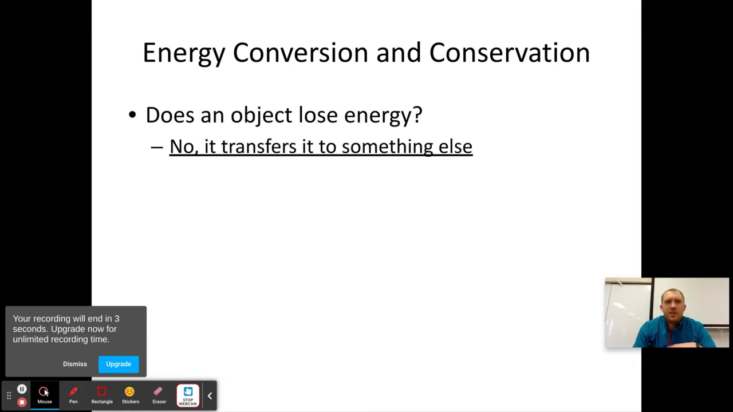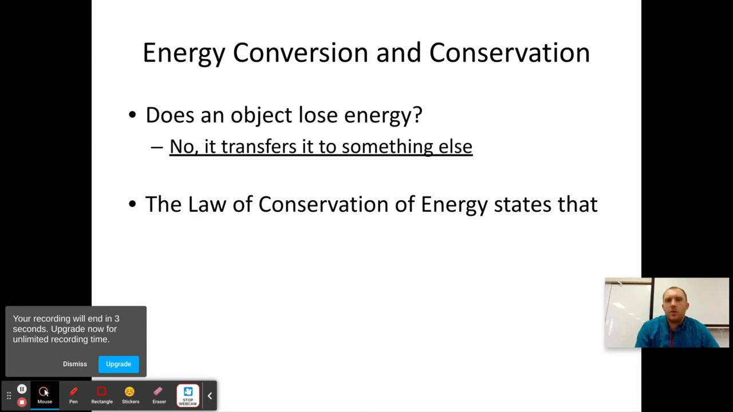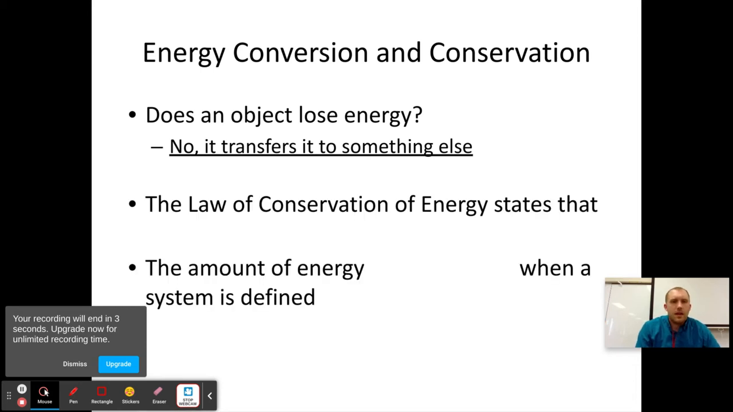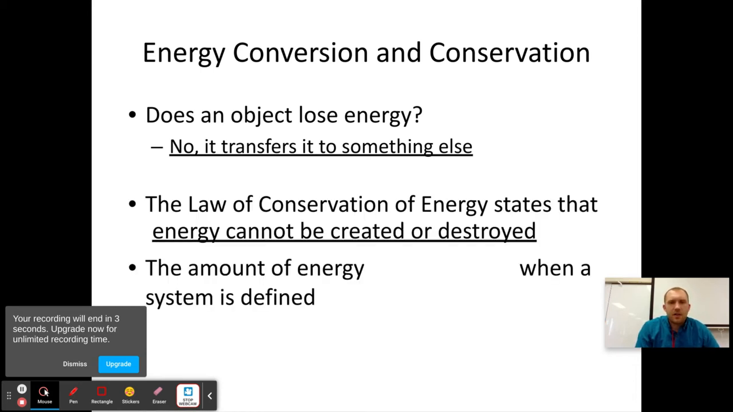No, you can't lose energy. It can only transfer. Sometimes it leaves the system. Sometimes it goes somewhere completely separate. Think of the sun throwing off all that energy into space, leaving the sun, leaving the solar system even, but it does go somewhere. Energy cannot be created or destroyed, if you want to think of it that way. And the amount of energy stays the same within a closed system, that's called a closed system.